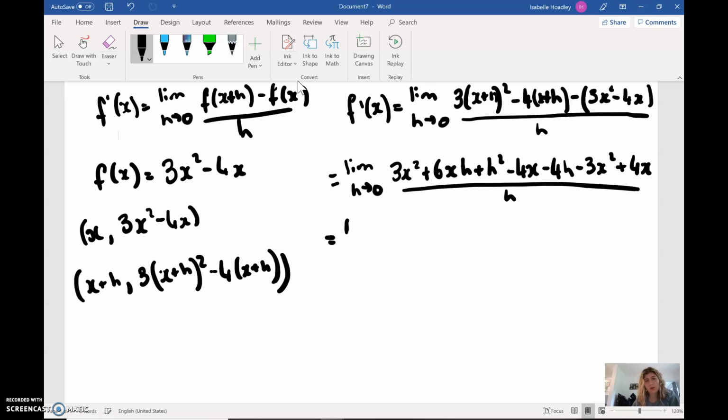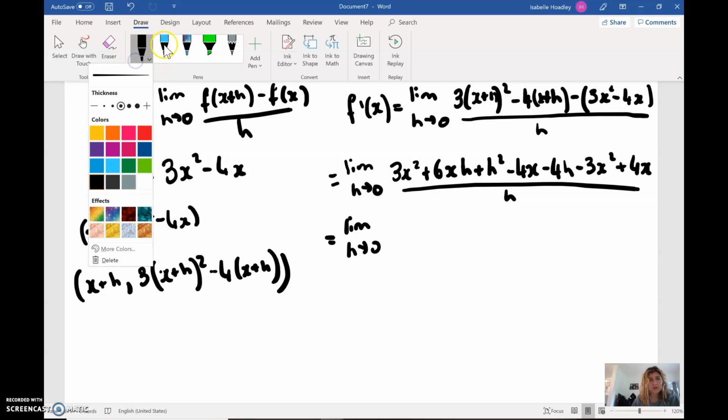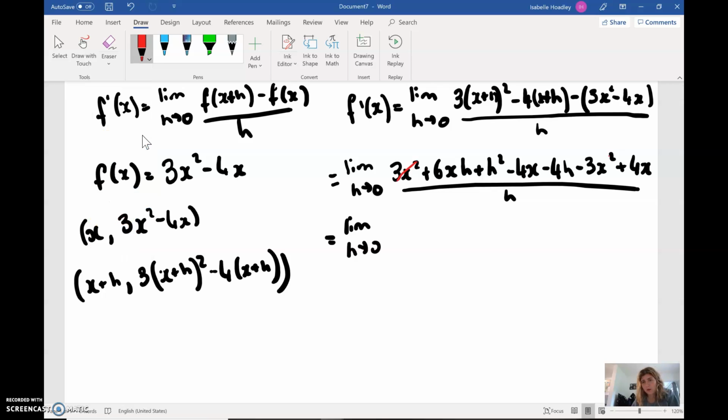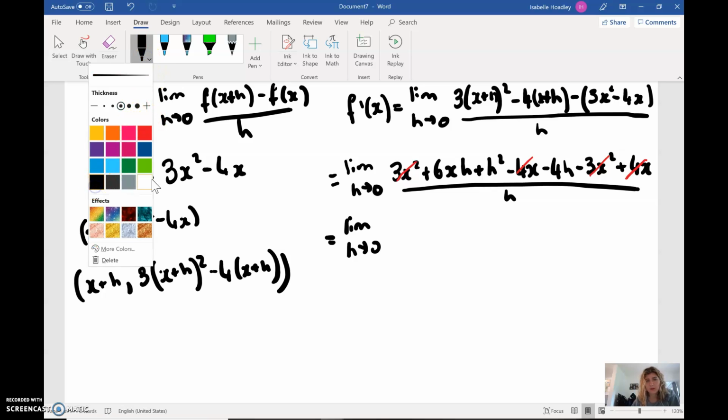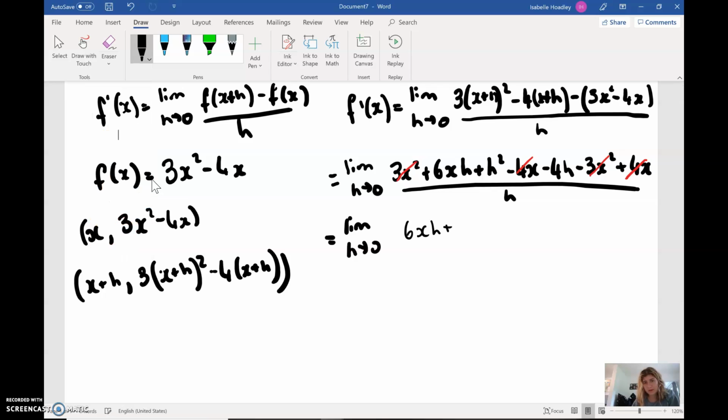All right, so from here, we're up to the same kind of stage as we were before. And we can start cancelling things out. So I'm going to cancel out 3x squared here, 3x squared here, negative 4x and positive 4x. And what I should be left with is just everything that still has an h in my function. And that is how I know that I'm on the right track. So I'm left with 6xh plus h squared minus 4h over h.